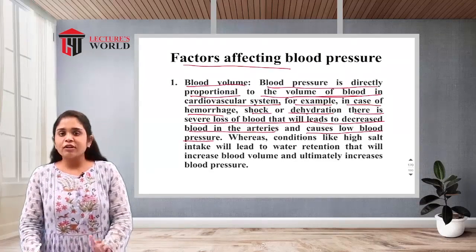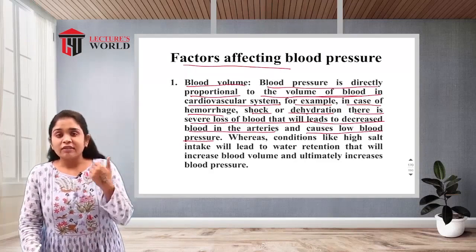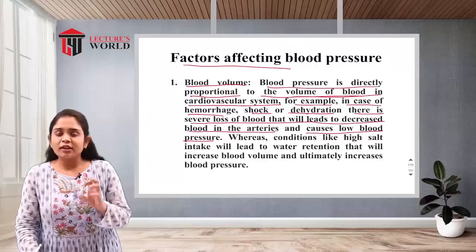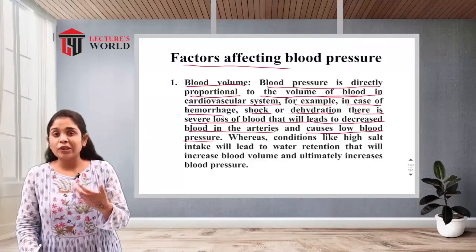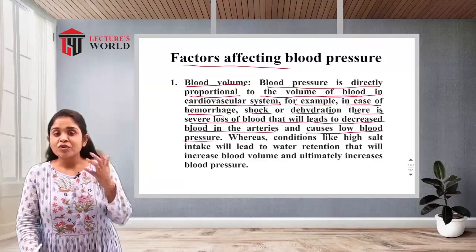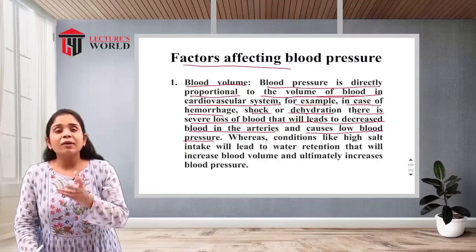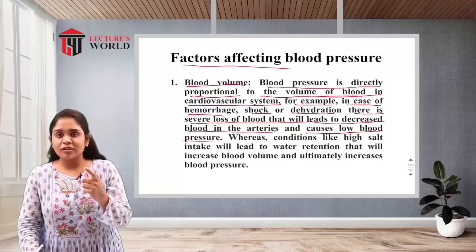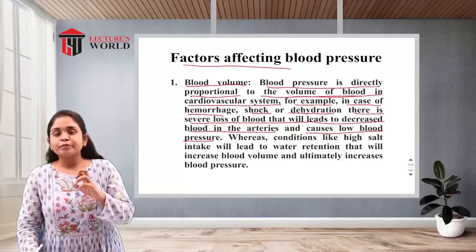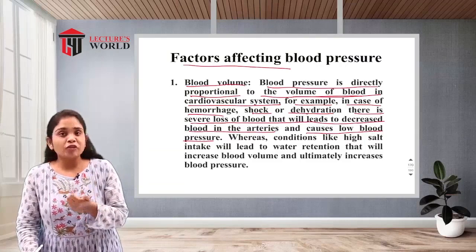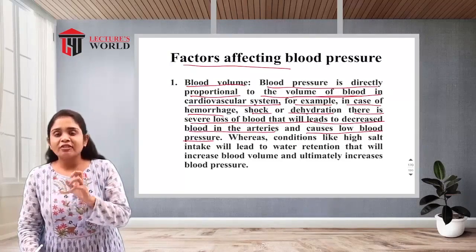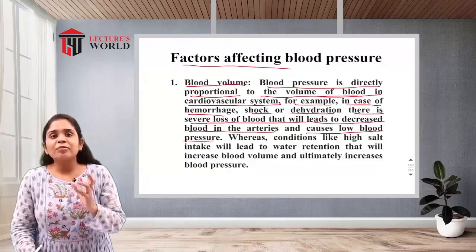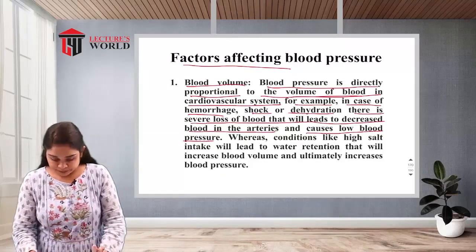That is what we talked about earlier, in cases of hemorrhage, shock and dehydration. These are the conditions where the patient is going to lose so much blood. So eventually the blood volume is decreased, and the arteries of the body will contain less blood. So eventually the heart will get less blood, and the blood pressure is also going to drop.